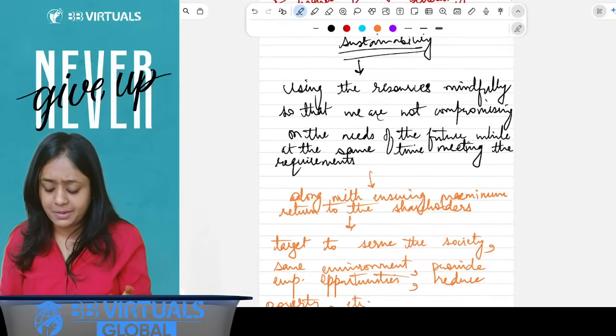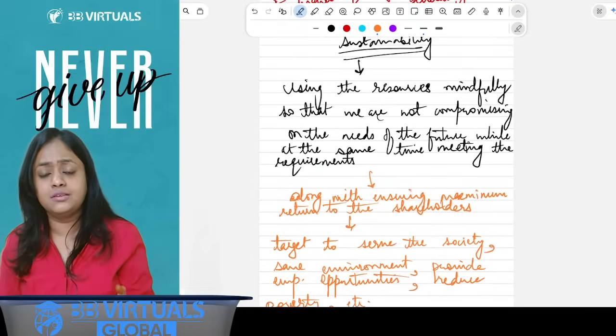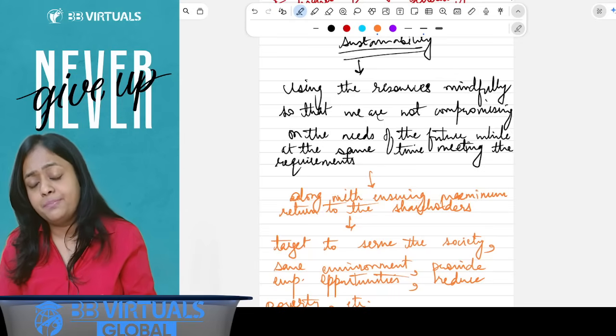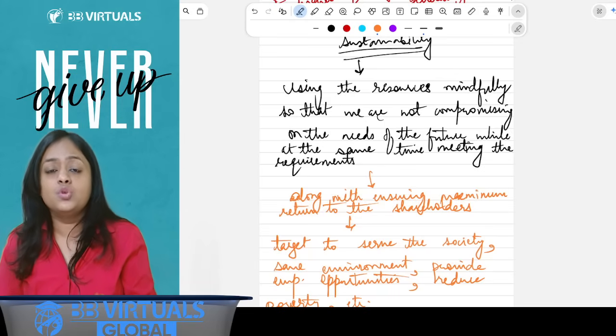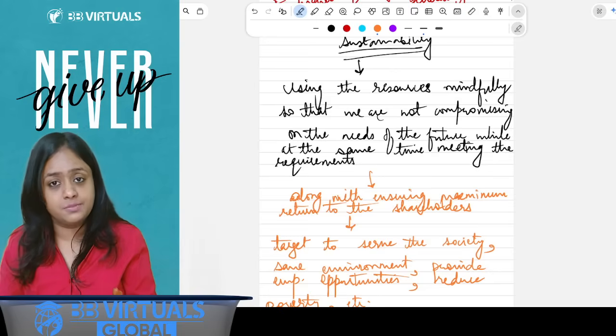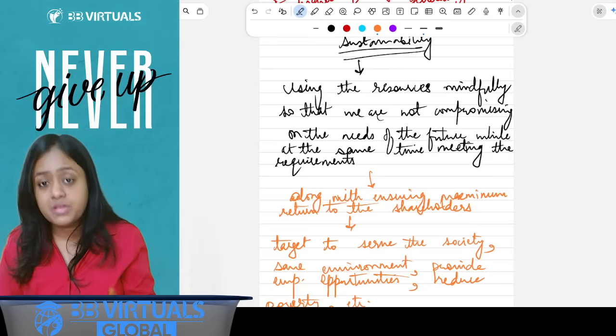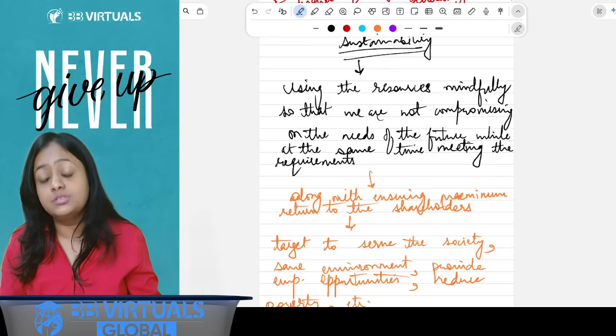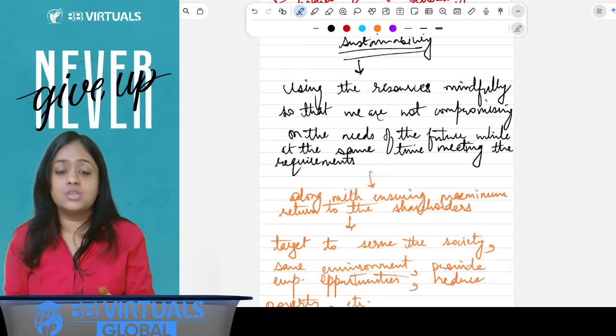Okay, now explaining sustainability, I think we have already covered the same thing, so let's not repeat it. It simply means to ensure that you are using the resources in the best possible manner, in a way that because of the current needs of this generation, the needs of the future generation are not sacrificed.